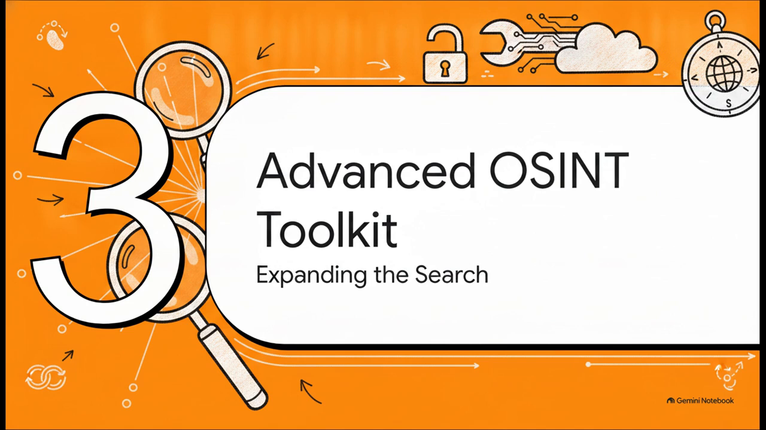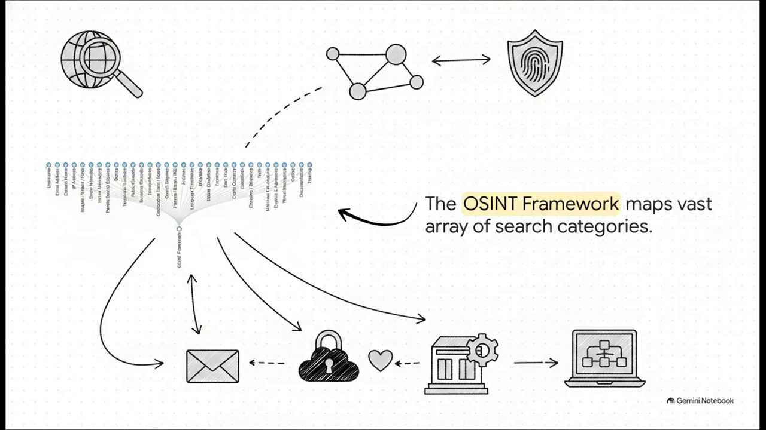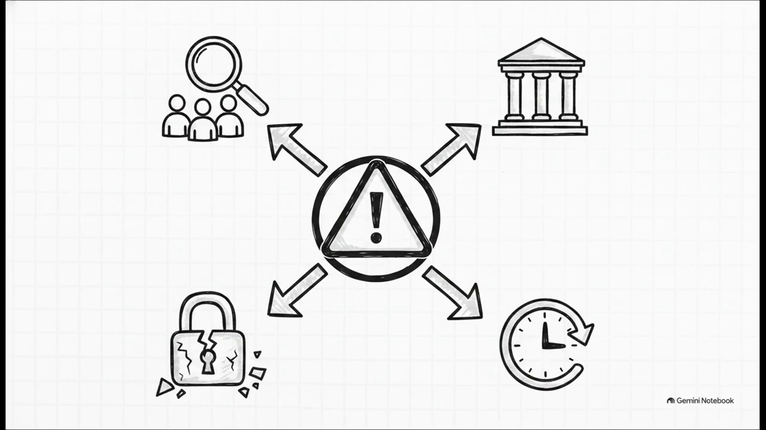Section 3, the Advanced OSINT Toolkit. It's time to cast a much wider net. The OSINT framework maps out this massive array of search categories. It really shows you the sheer scale of searchable internet data out there, branching from simple emails all the way to dark web records and business registries. To navigate this, investigators cross-reference multiple search engines like Google, Bing, or DuckDuckGo because they all index the web differently.